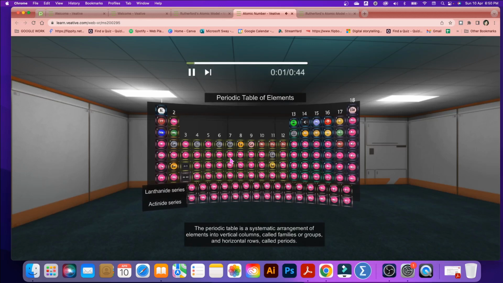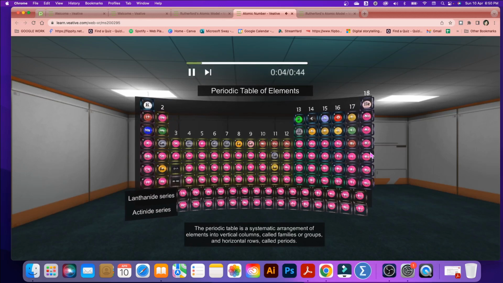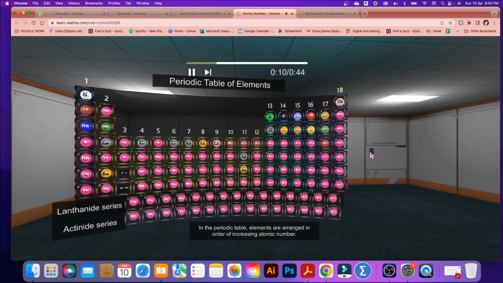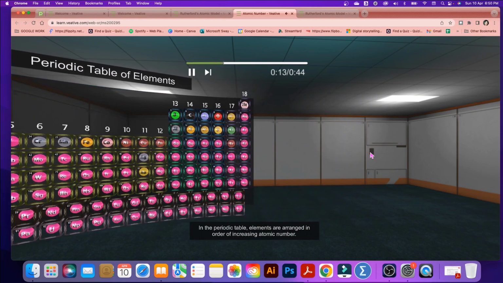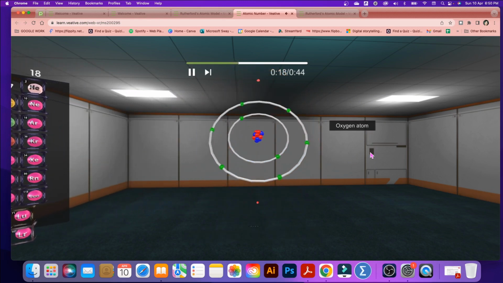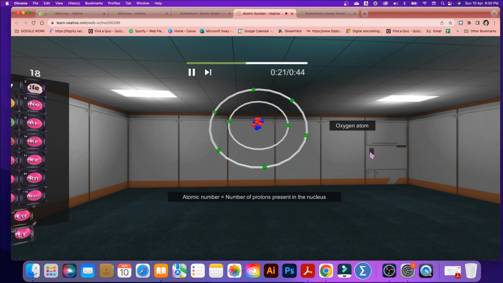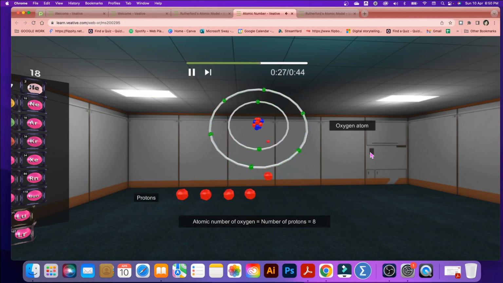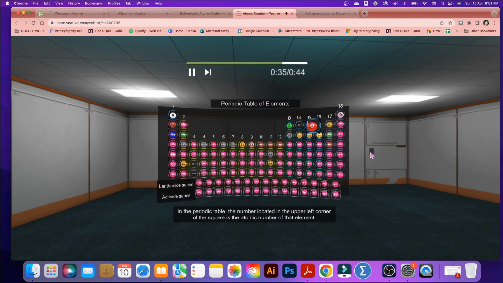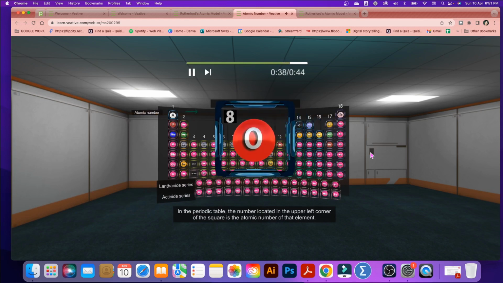Exploring atomic number. The periodic table is a systematic arrangement of elements into vertical columns called families or groups, and horizontal rows called periods. In the periodic table, elements are arranged in order of increasing atomic number. Let's find the atomic number of an oxygen atom. An element's atomic number is the number of protons present in the nucleus of that atom. Thus, the atomic number of oxygen is 8, as it contains 8 protons. The atomic number is represented by the symbol Z. When you look at an element in the periodic table, the number located in the upper left corner of the square is the atomic number of that element.